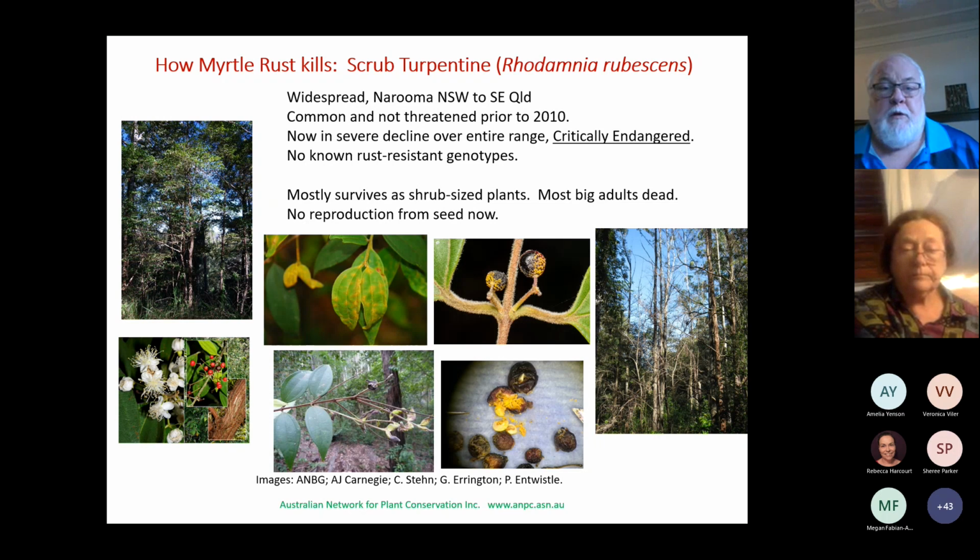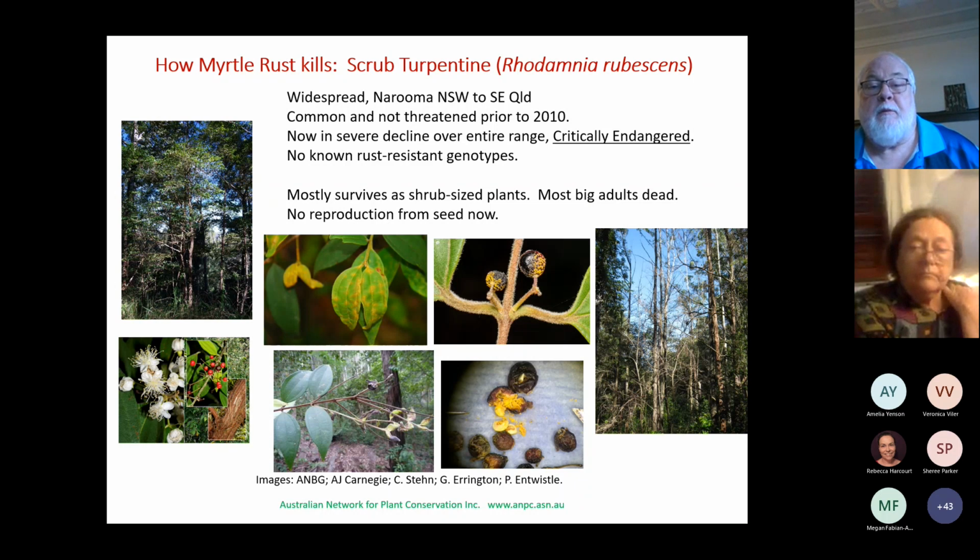In addition, myrtle rust can infect the flowers of some species and the fruits of some species. That's certainly the case with scrub turpentine. And basically there's no seed, no recruitment, and if seedlings do get through somehow, they're still likely to get clobbered by myrtle rust very quickly.